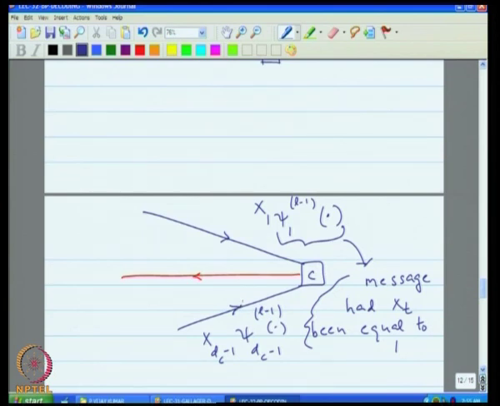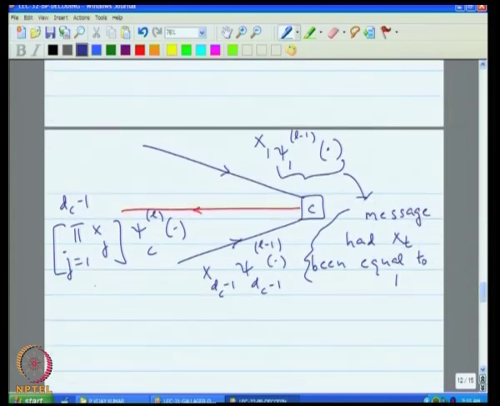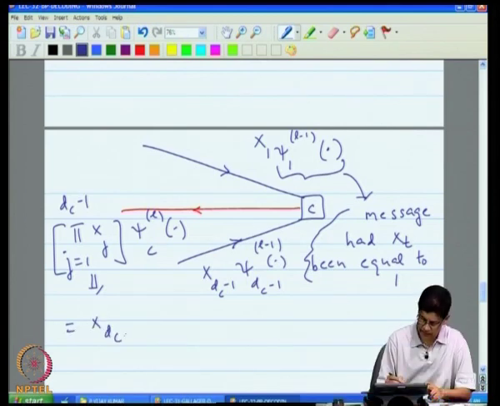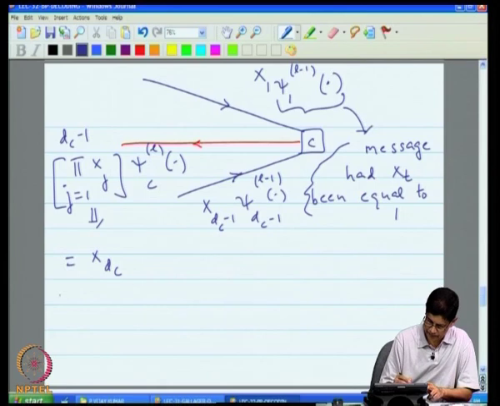Now, what does a check node do? The check node simply takes, it says that whenever the incoming messages are multiplied by certain factors, it multiplies those factors out and sends it out. So what comes out is the product, j equal to 1 to dc minus 1, of xj times the message that would have been sent out had all the messages been 1. But this thing here is precisely equal to x sub dc, because of the parity check.